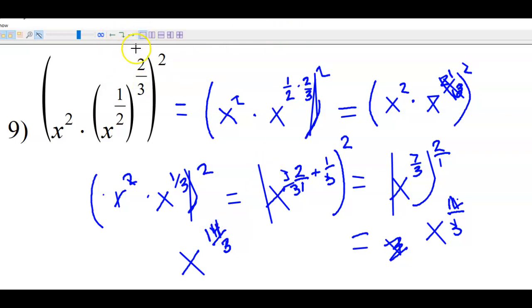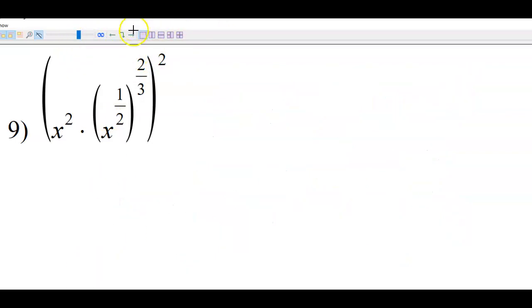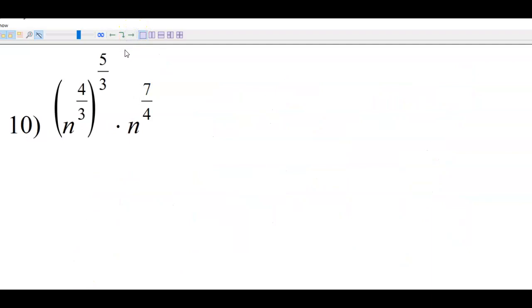Okay, so let's go ahead and try one or two more, and then we will be done for today. Here I have n to the 4/3, and I'm raising it to the 5/3. So I would want to multiply 4/3 times 5/3. Just for this first expression, that gives me n to the 20/9. 4 times 5 is 20, and 3 times 3 is 9.